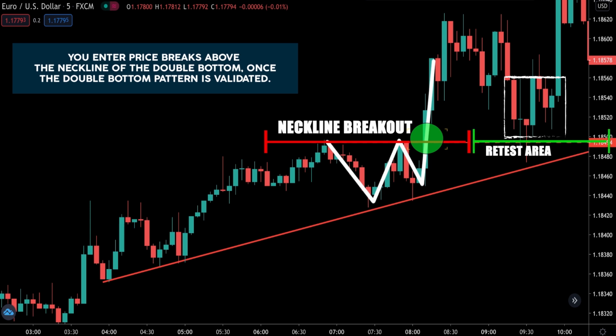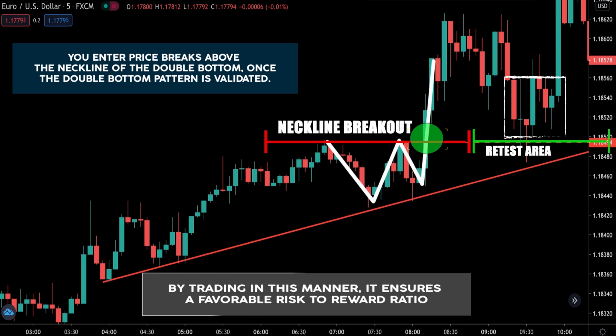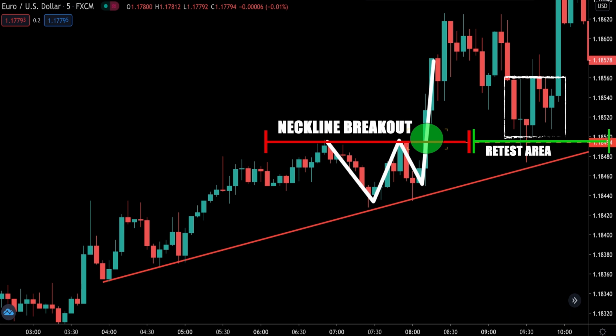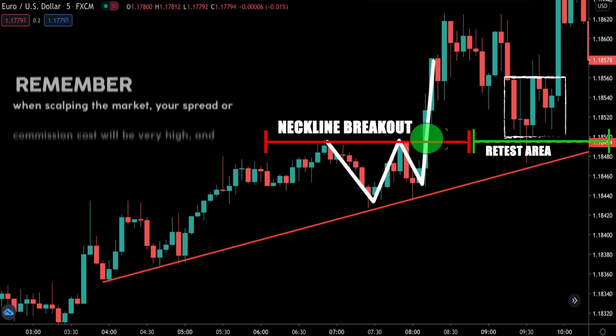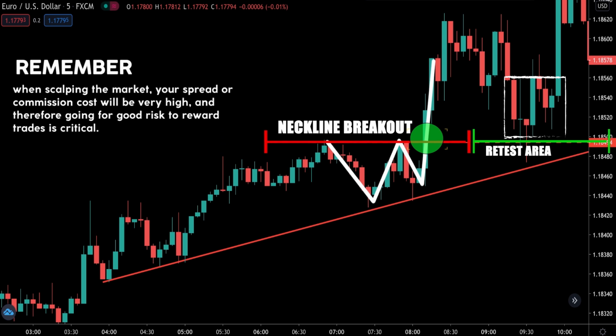You might ask, why do we do this and not trade the breakout? Well, by trading in this manner, it ensures a favorable risk to reward ratio, something that is very important if you wish to scalp the market. Remember that when scalping the market, your spread or commission cost will be high, and therefore going for good risk to reward trades is critical.